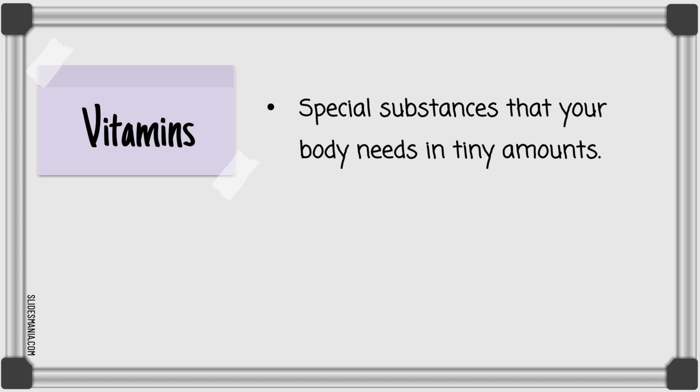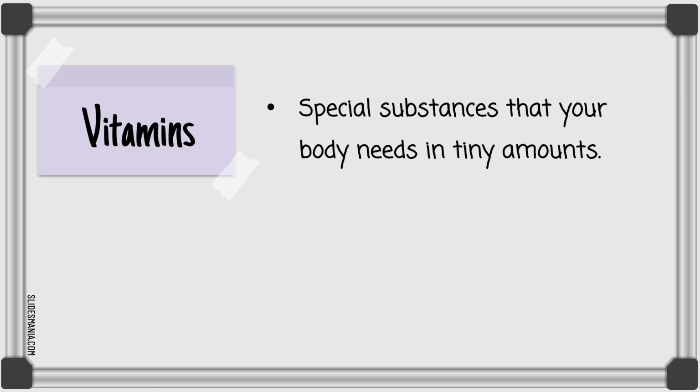Next one is vitamins. Vitamins are special substances that your body needs in tiny amounts. Now this is read as vitamins in British English, but vitamins in American English. So we are learning British curriculum, so we will follow the British pronunciation. No, not the American one. We are using British English, so we will use the British pronunciation. Now these are some substances we need only in very tiny amounts.